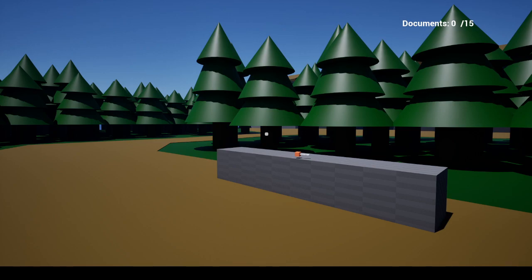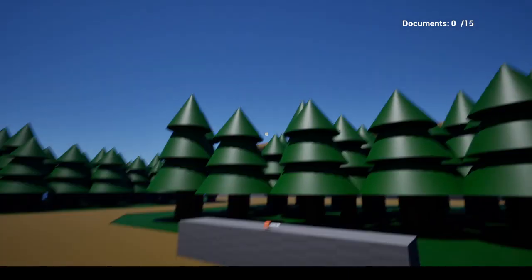You do also have a collection system with the documents, which, once you collect all of them, will share the information that you collected from the documents.